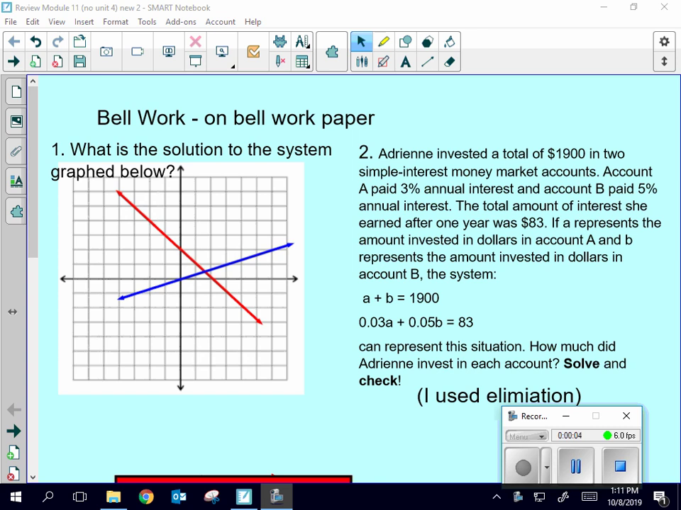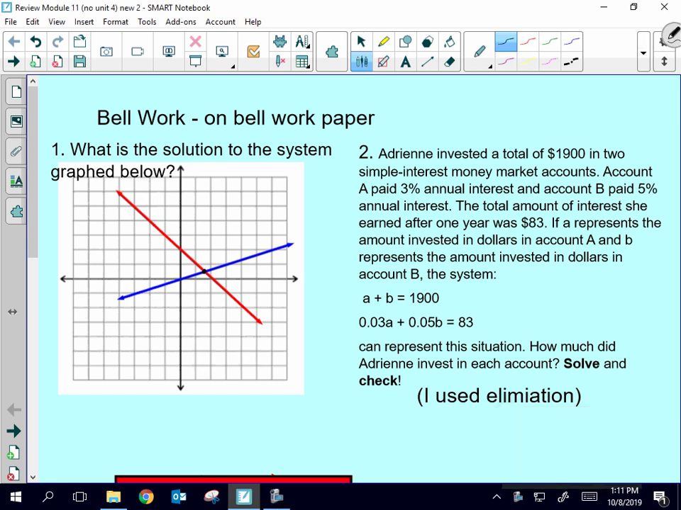All right, so here's the bell work that might help you on the quiz today. What is the solution to the system graphed below? Well, the solution is, of course, where they meet. I know it doesn't meet exactly in the middle of that, but if it's on your test as well, just know if it's in the middle, just count it in the middle.